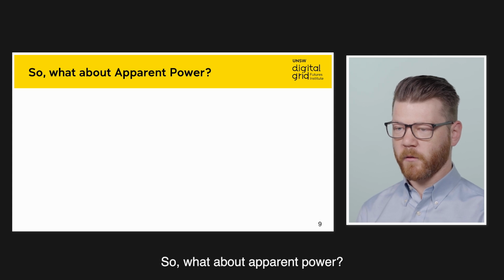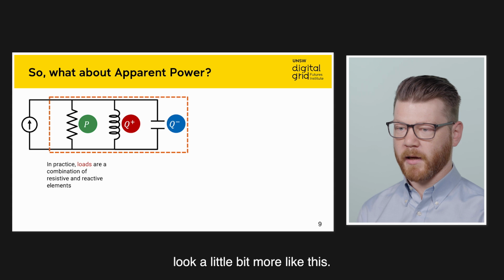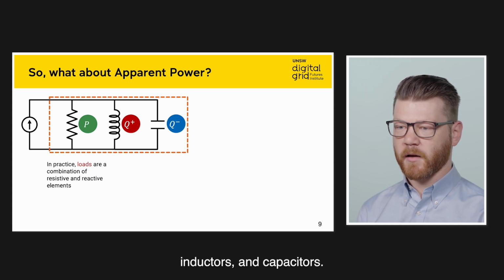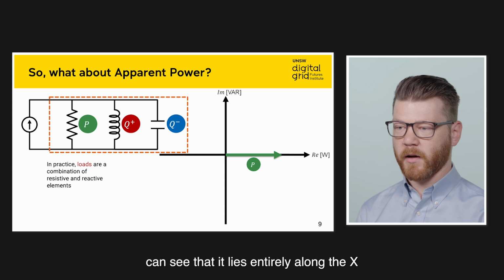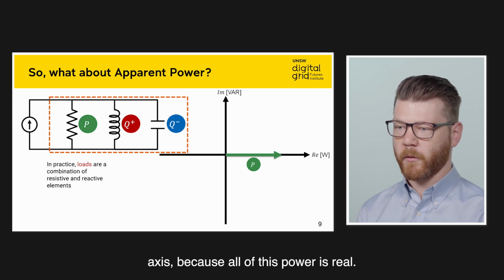So what about apparent power? Well, in the real world, our loads look a little bit more like this. They're a combination of resistors, inductors, and capacitors. Let's draw the waveforms for these. First, we can plot the real power. That's the green component here, and we can see that it lies entirely along the x-axis because all of this power is real. It's power we pay for.